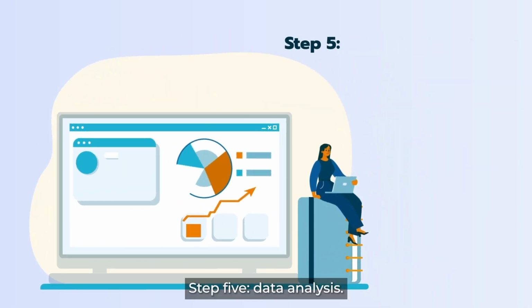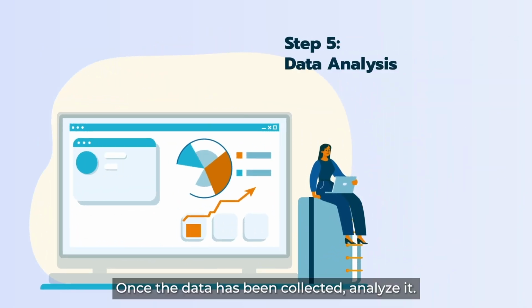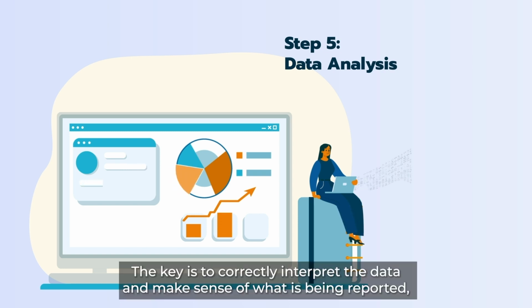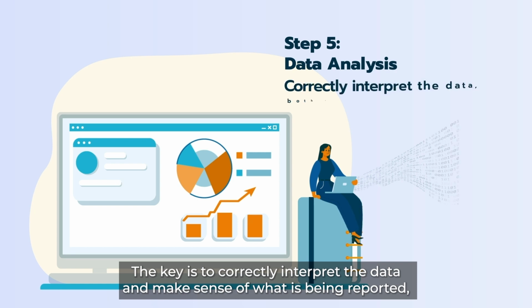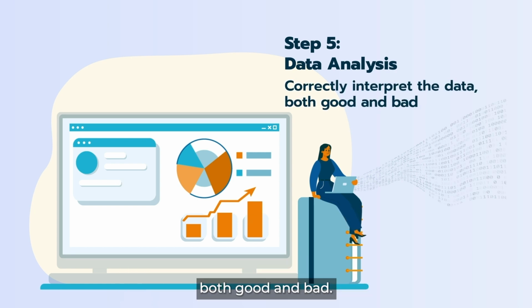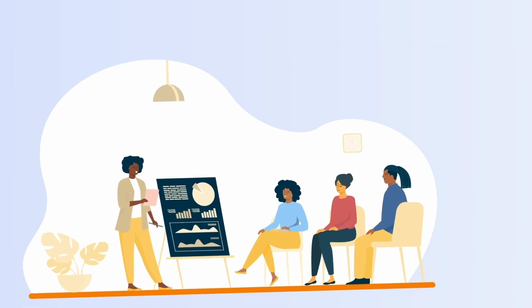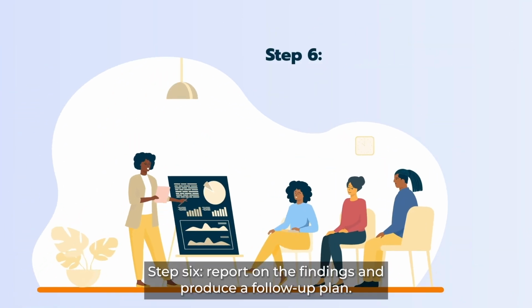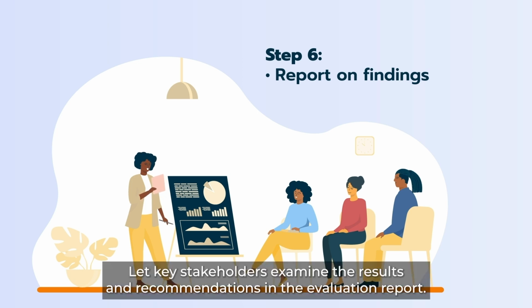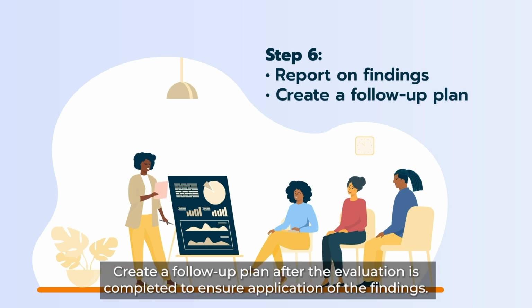Step 5. Data analysis. Once the data has been collected, analyze it. The key is to correctly interpret the data and make sense of what is being reported, both good and bad. Step 6. Report on the findings and produce a follow-up plan. Let key stakeholders examine the results and recommendations in the evaluation report. Create a follow-up plan after the evaluation is completed to ensure application of the findings.